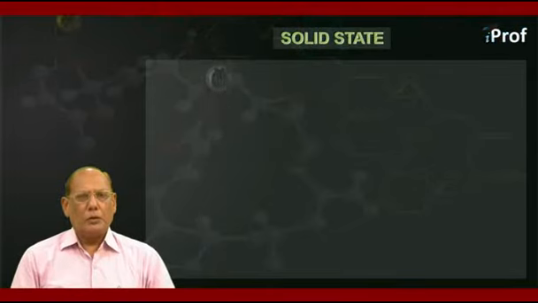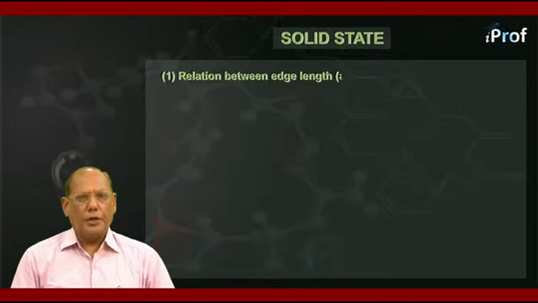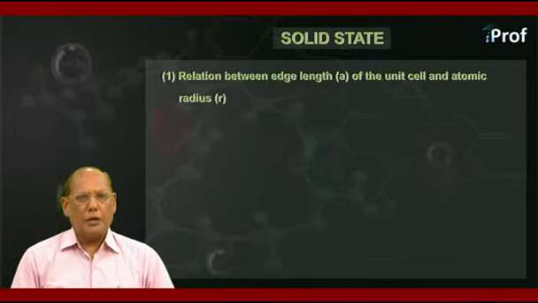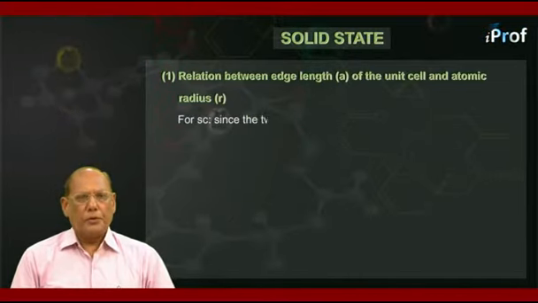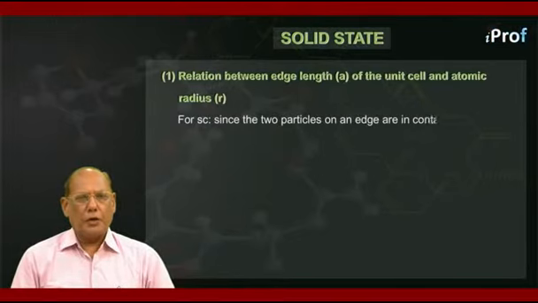Number 1. Relation between edge length a of the unit cell and atomic radius r. For simple cubic, since the two particles on an edge are in contact, hence a equals 2r, or r is equal to a upon 2.